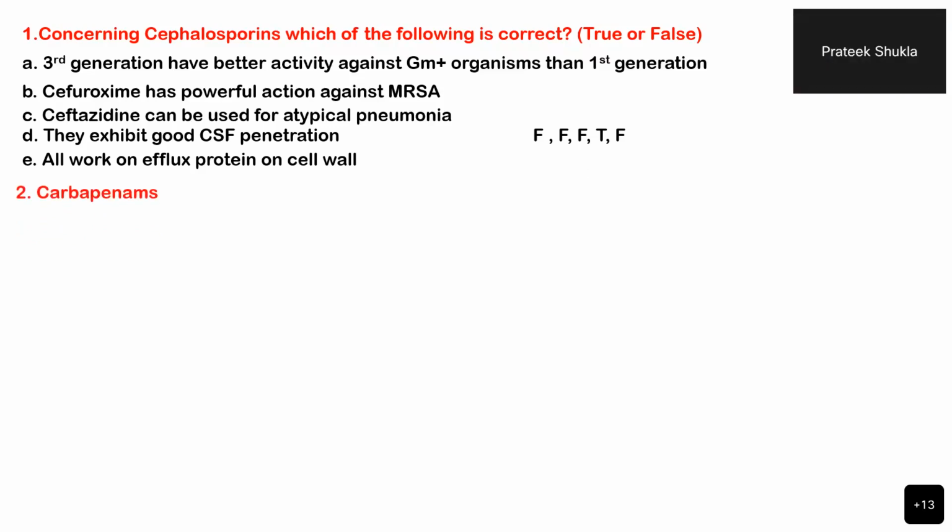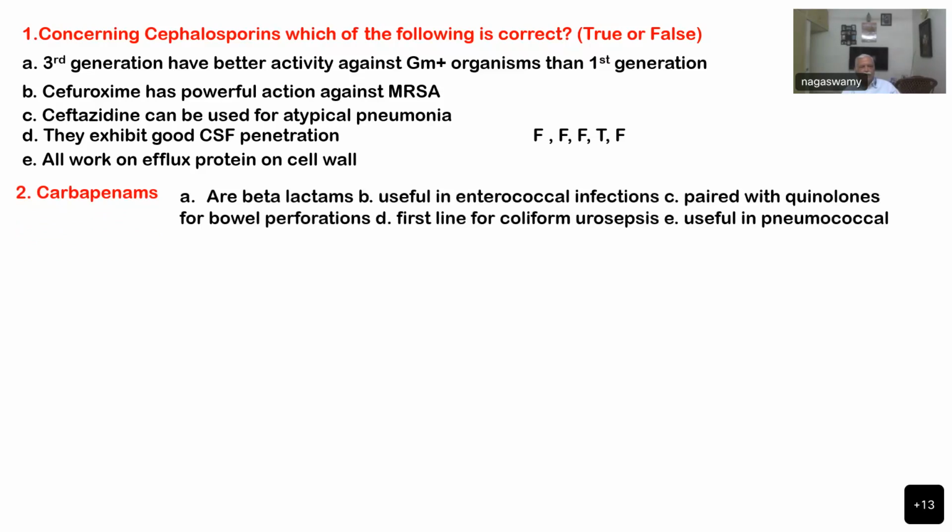Now the other group of drugs, carbapenems. All of you would have experience using it in ICU, especially in patients with severe sepsis. They are beta lactams, useful in enterococcal infections. They are paired with quinolones for bowel perforations, and they are first line for coliform urosepsis and useful in pneumococcal pneumonia. Which of these five are true, which are false?